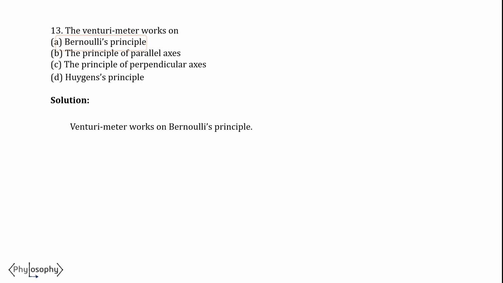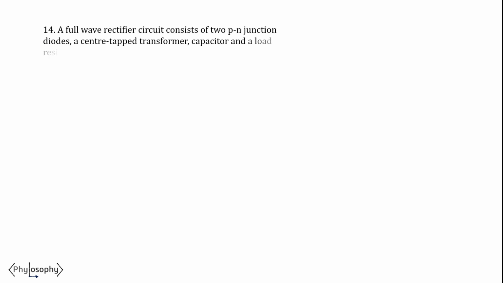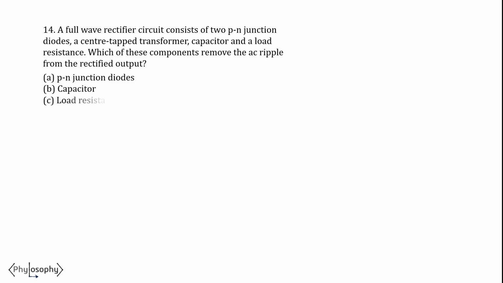Venturi meter works on Bernoulli's principle. A full wave rectifier circuit consists of two PN junction diodes, a center tap transformer, capacitor, and a load resistance. Which of these components remove the AC ripple from the rectifier output? And these are the four options: PN junction diodes, capacitor, load resistance, a center tap transformer.